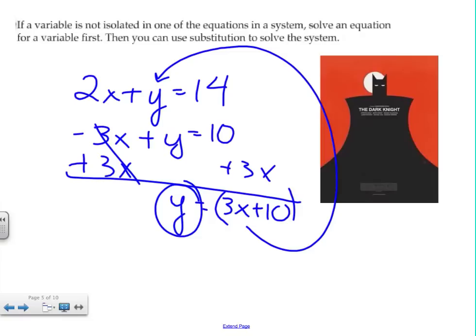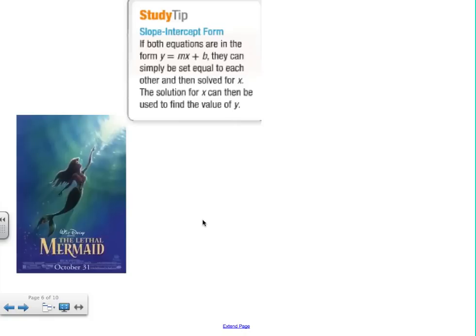So make sure one of your equations is solved for one variable. It can be x or it can be y. Also, think about this. If you have two equations and they're already in y equals mx plus b form, then you can just put them equal to each other. Watch what I mean. Say you have y equals 2x plus 1, and you have y equals 5x minus 10.